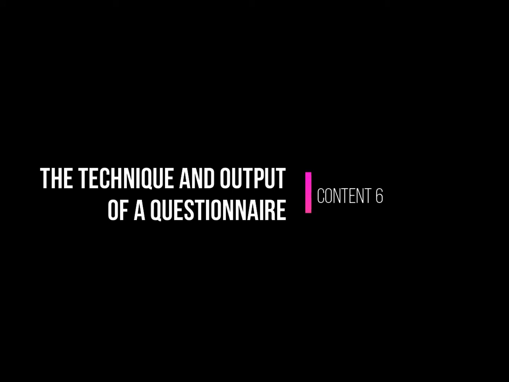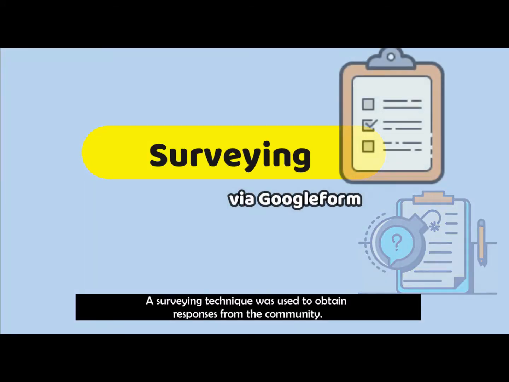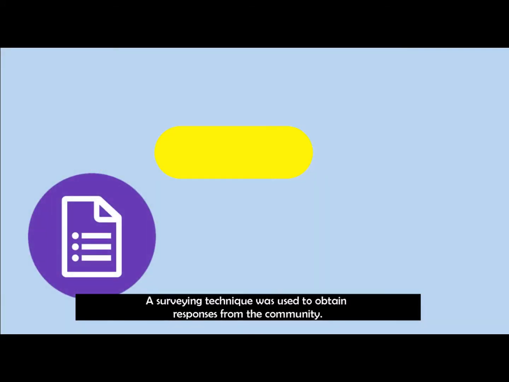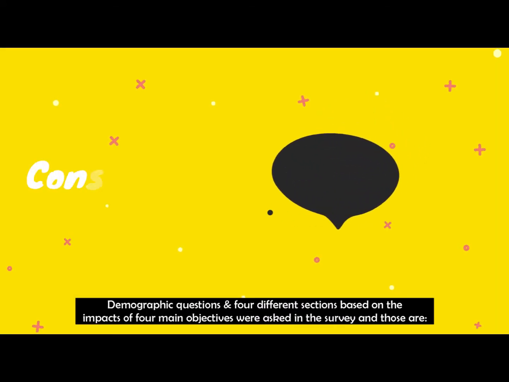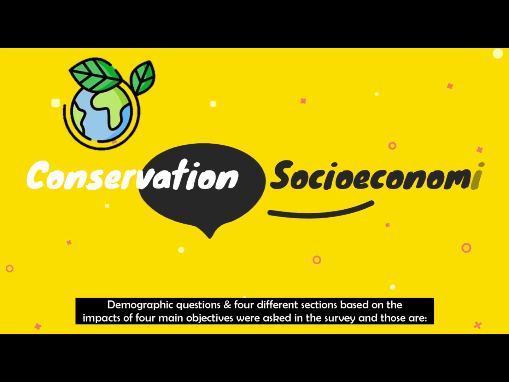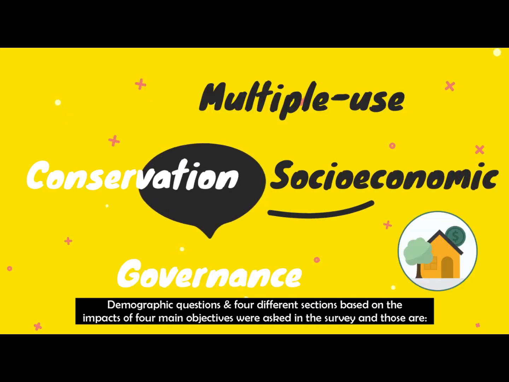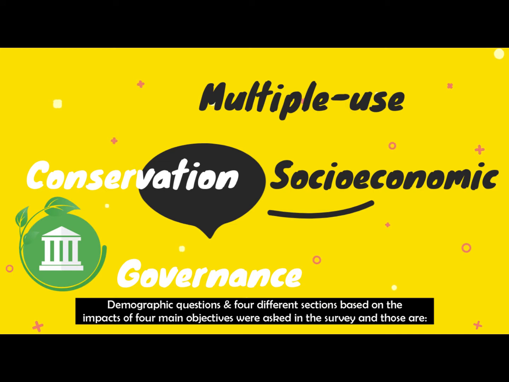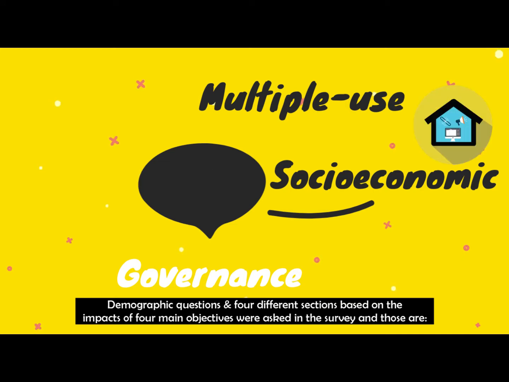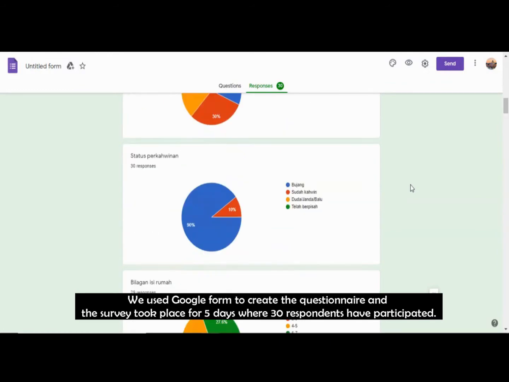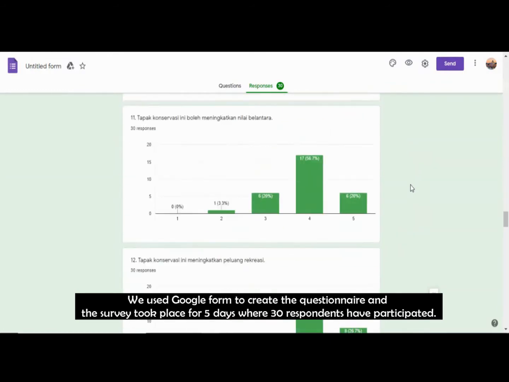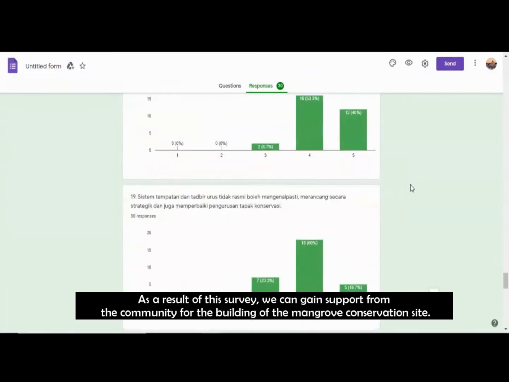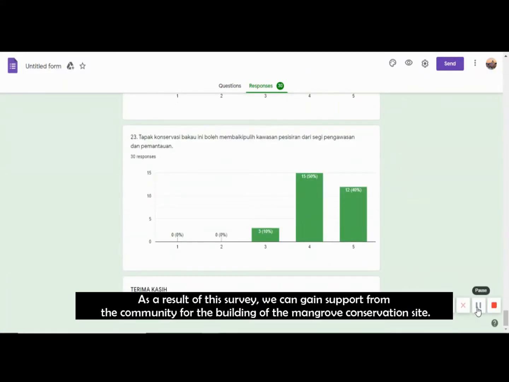In our case study, a surveying technique was used to obtain responses from the community. Demographic questions and 4 different sections based on the impacts of 4 main objectives were asked in the survey, and those are conservation, socio-economics, governance, and multiple use objectives. We used Google Form to create the questionnaire, and the survey took place for almost 5 days where 30 respondents participated. As a result of this survey, we gained support from the community for the building of the mangrove conservation site.